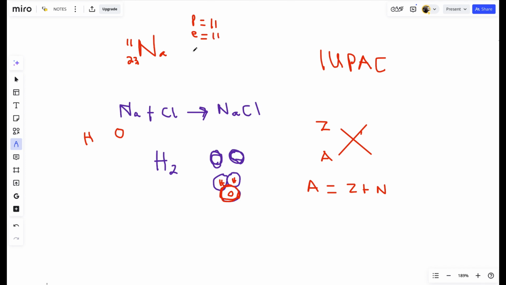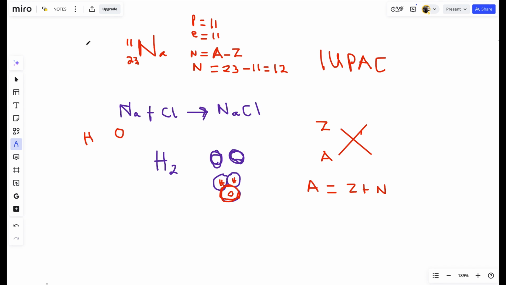And then what if you have to find the neutrons? The number of neutrons is equal to the mass number, or nucleon number, represented by A, minus Z, the proton number or atomic number. So the number of neutrons is equal to the mass number, which is 23, minus 11. When we subtract 11 from 23, we get 12. So the number of neutrons is equal to 12, but both electrons and protons are 11.